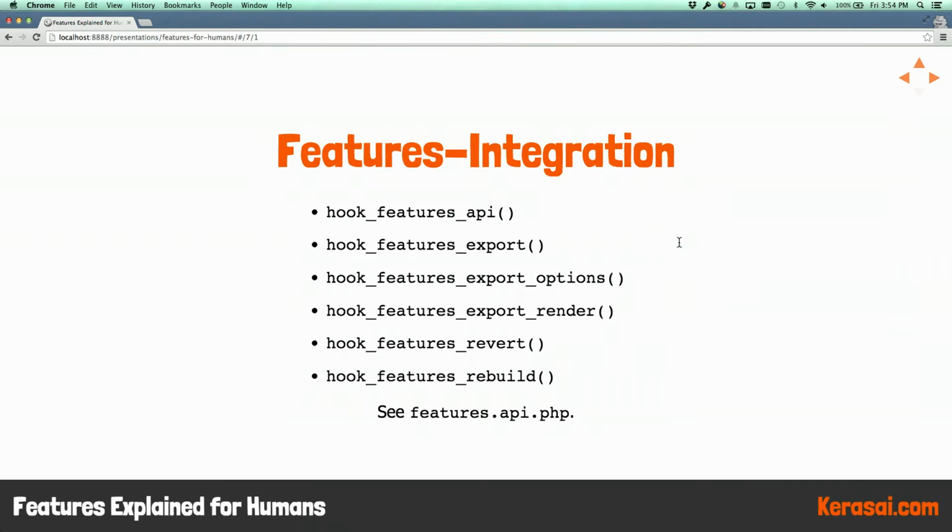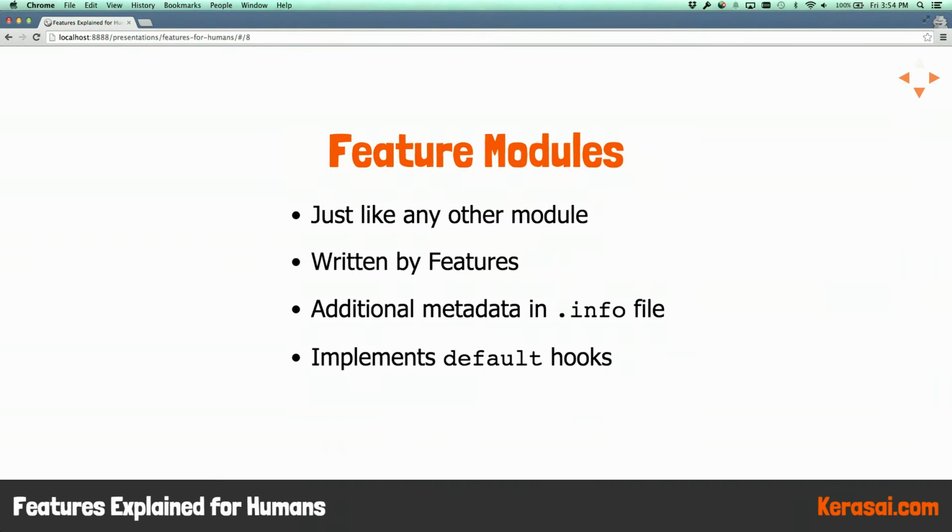So we've got features, and we've got features integrated modules that provide things to features. The resulting bit of this are the actual feature modules. The feature modules are what features produces. It's a module just like any other module. It just happens to be written by features, and it's got a couple of specifics. We'll go ahead and take a look at those real quick.